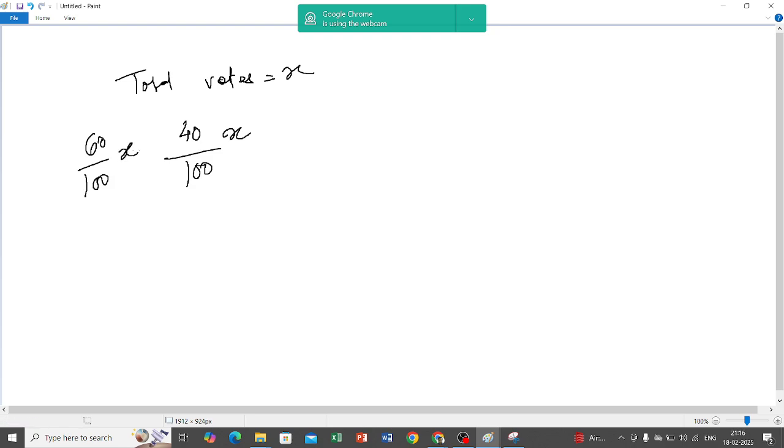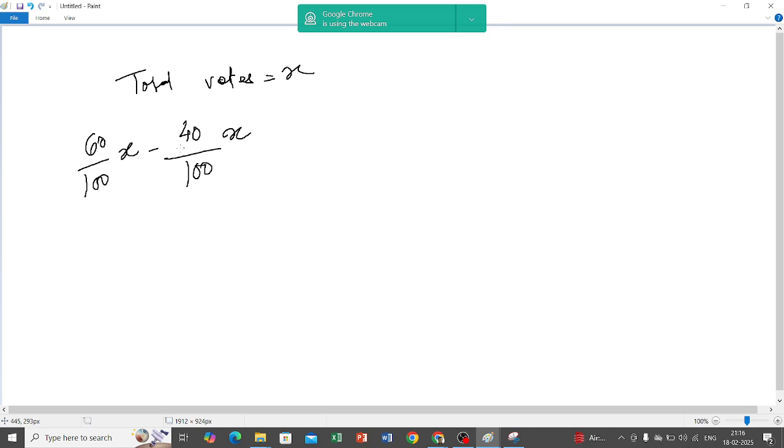In an election, there are only two candidates. One of the candidates secured 40% of the votes and is defeated by the other candidate by 298 votes. The total number of votes polled? So total votes X. Okay, so the person who got defeated got 40% of the votes, and the person who won got 60% of the votes.